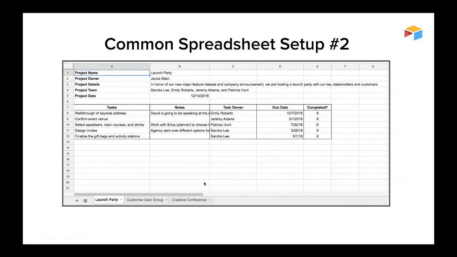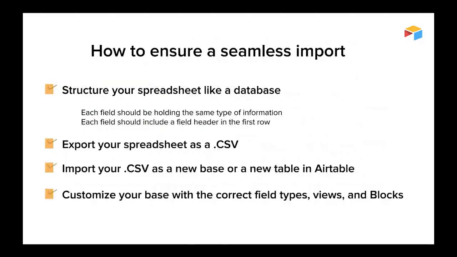We would need to take a step back when we look at these spreadsheets because they would need some reconfiguring in order to ensure there is a seamless import from your existing traditional spreadsheet program over to Airtable. To ensure a seamless import, what you would need to do is to first structure your spreadsheet like a database. So you would need to make sure that each field contains a single type of information so you can apply that field type later, as well as making sure that your field includes a field header in the very first row so that you can ensure that the field header gets translated over to Airtable as well.